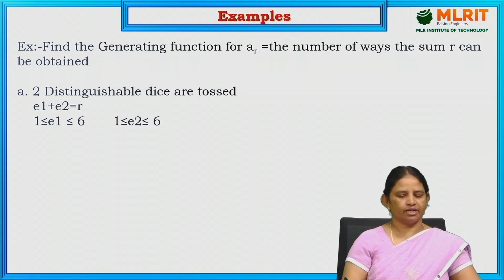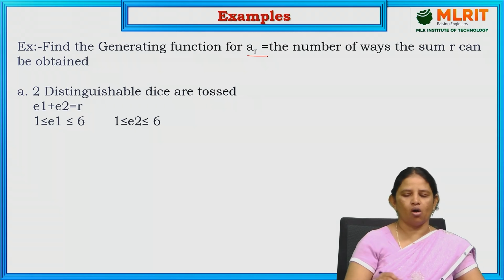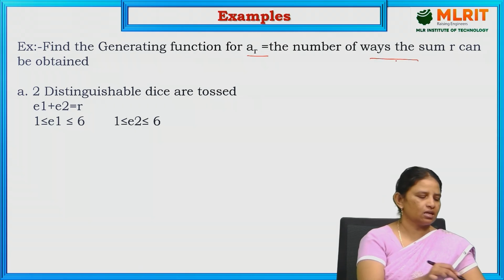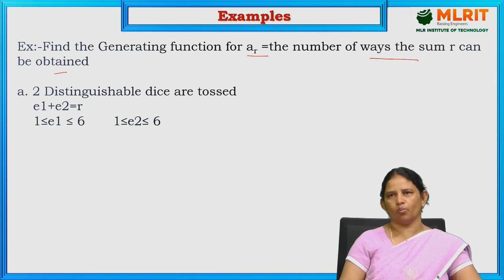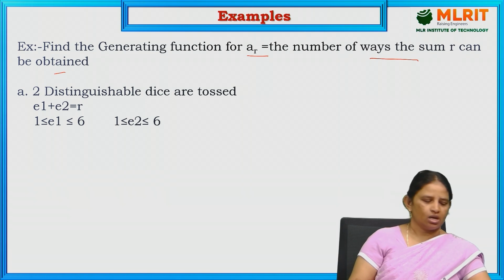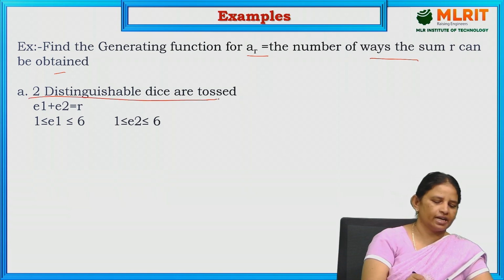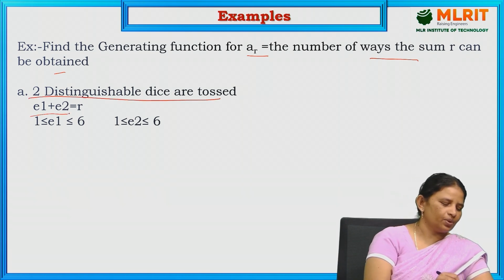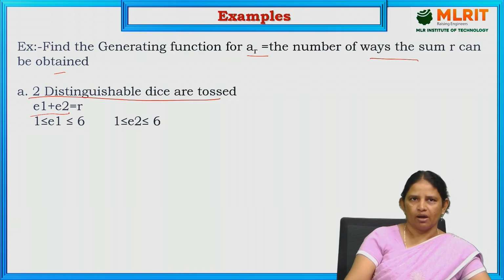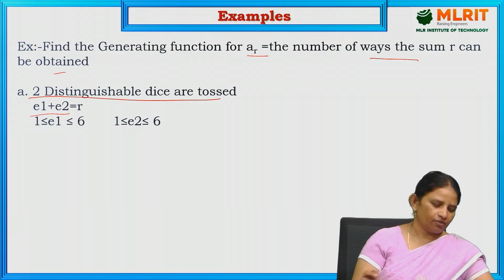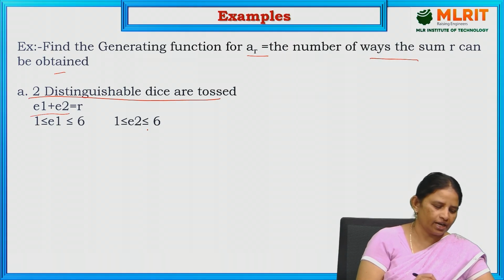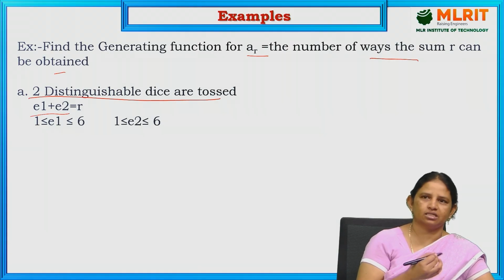Next, find the generating function for the number of ways the sum can be obtained. How many ways do we have to choose? So, next, two distinguishable dice are tossed, e1 plus e2 equal to r, where e1 is in between 1 to 6, and e2 is also in between 1 to 6. Total how many dice? 2 dice. Each die consisting of 6 values.